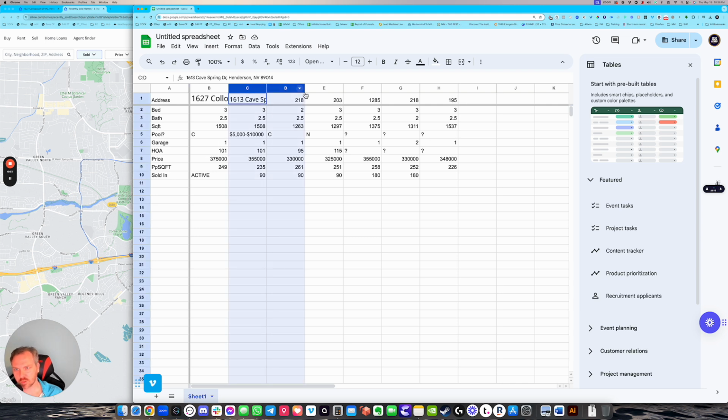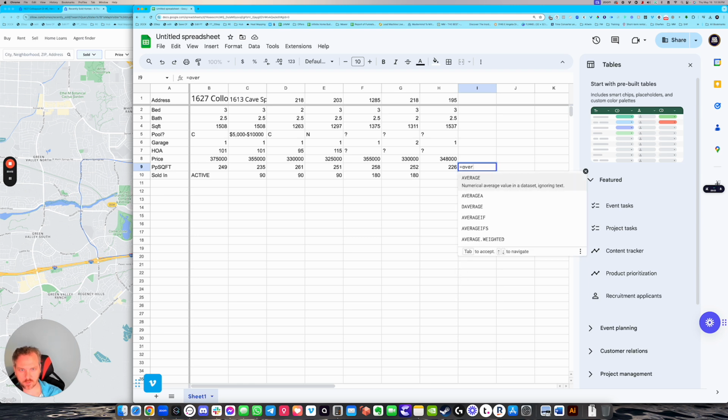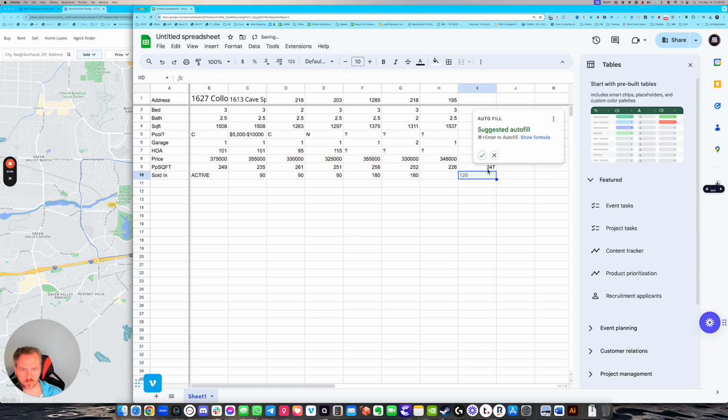Now, if I was looking at just these, and I put this out, so let's say I said average of these. So 247. It's not bad, but I didn't weight them. So 180.